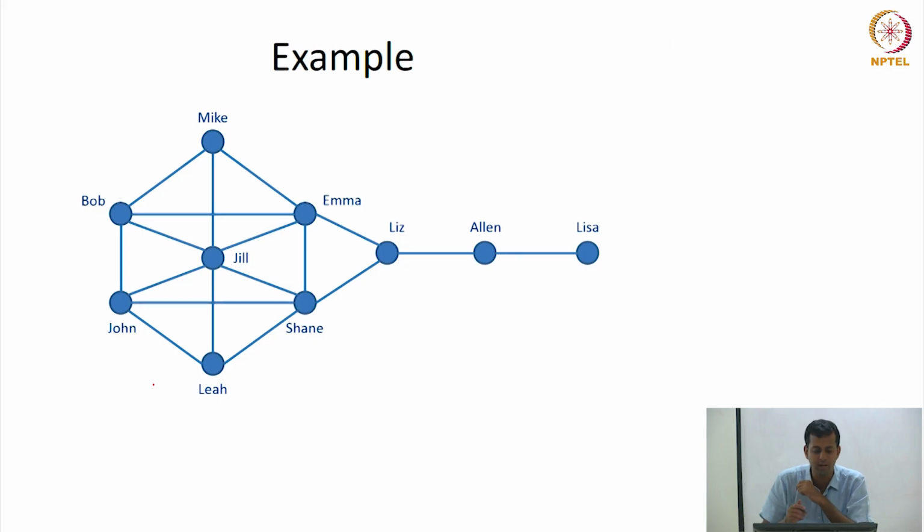And this is one way of saying there are a bunch of people here, Bob, Mike, Jill, Shane, etc. And this is how they're connected, right? When we say connection, you will have to decide what it means to be connected. Sometimes connection means I speak to you. Sometimes connection means I speak to you and you speak to me. Sometimes connection means I transfer information to you. So you'll have to have some definition.